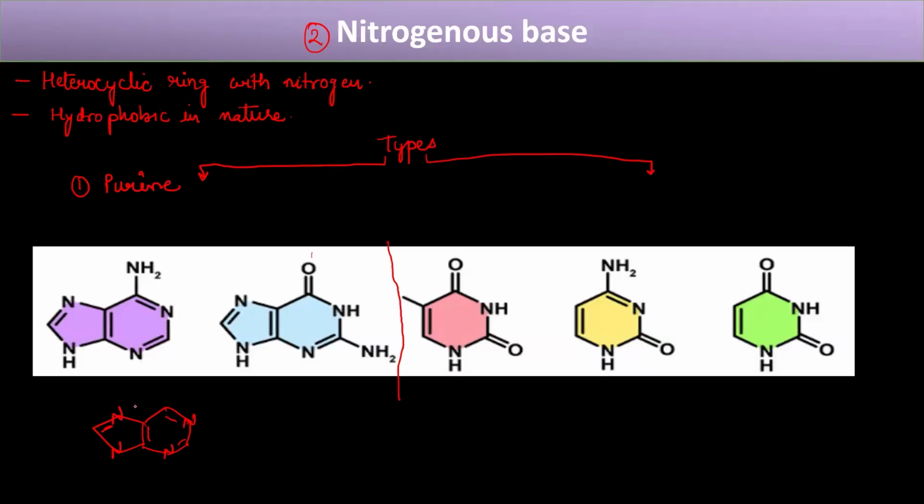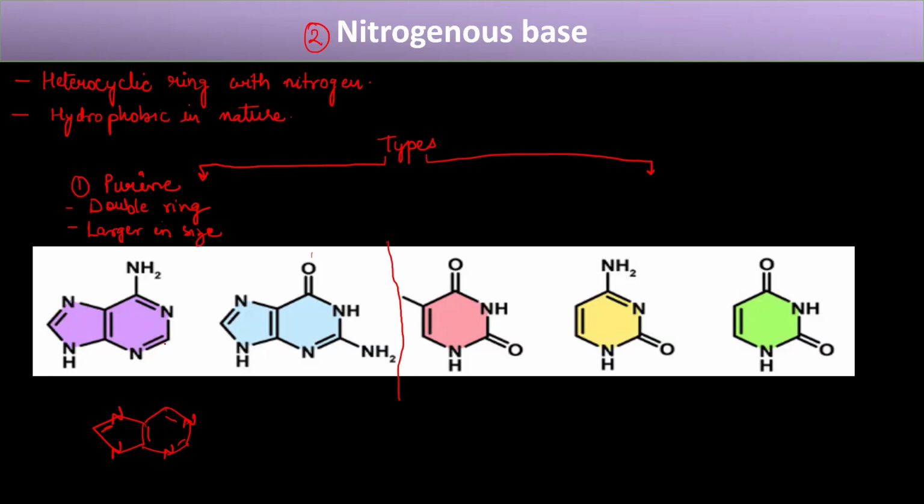So what do we have in the purine? We can see it has a double ring. Purine has a double ring. And if I talk about the size, it is larger in size.